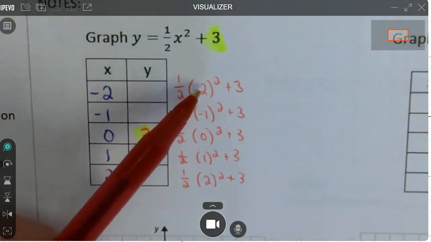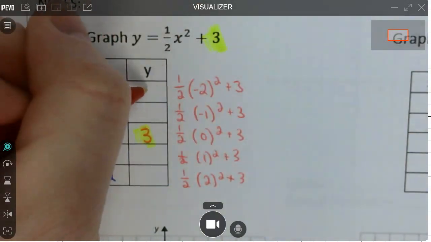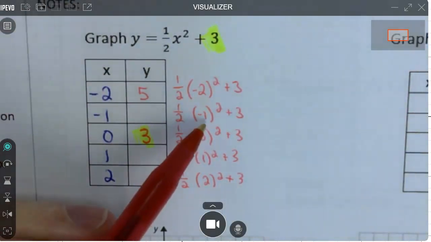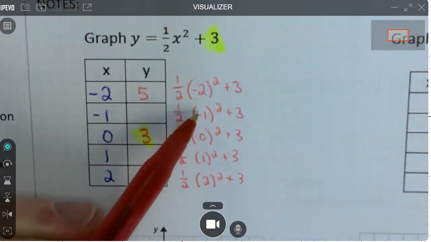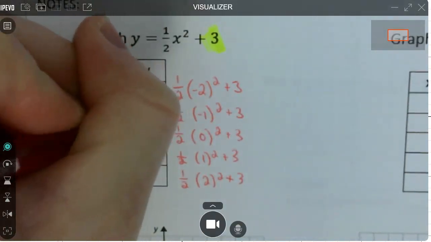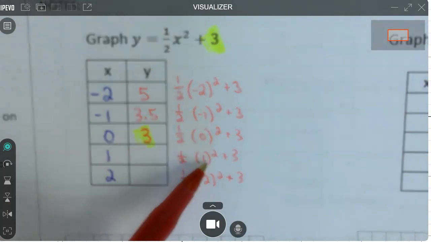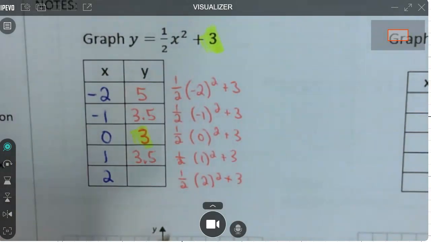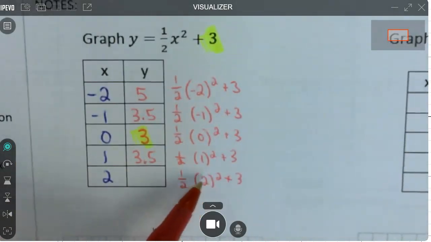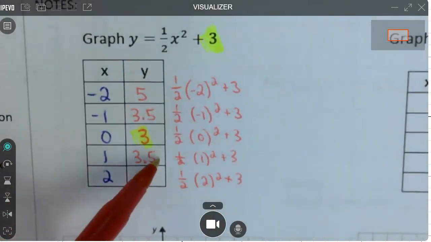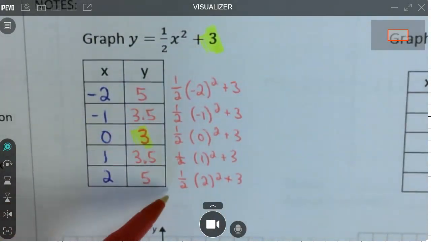Now for the rest of them, negative 2 squared is 4. Half of 4 is 2. 2 plus 3 is 5. And then negative 1 squared is 1. Half of 1 is 0.5. Plus 3 is 3.5. And then 1 squared is 1. Half of 1 is 0.5. Plus 3 is 3.5. There's the partner. And then 2 squared is 4. Half of 4 is 2. 2 plus 3 gives you your 5. And again, you're going to notice that you have to have those matching partners.